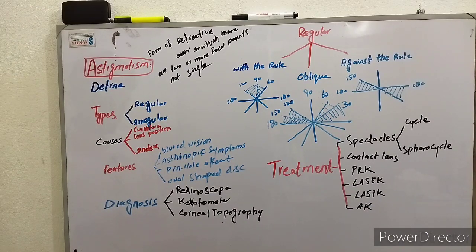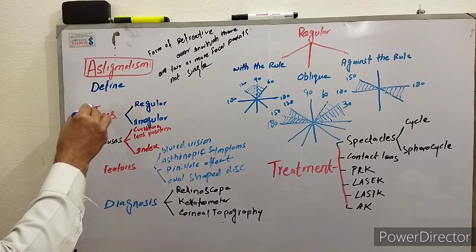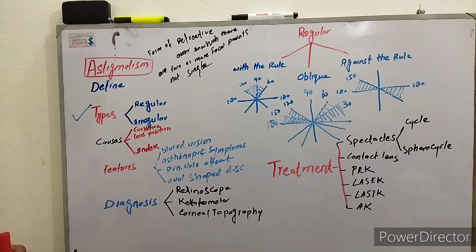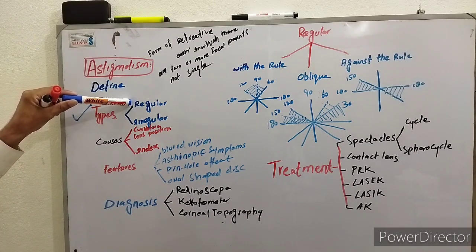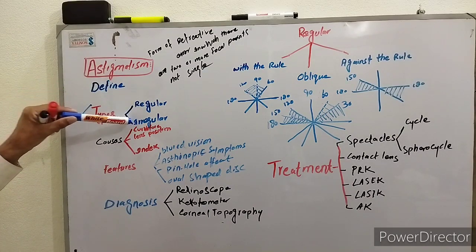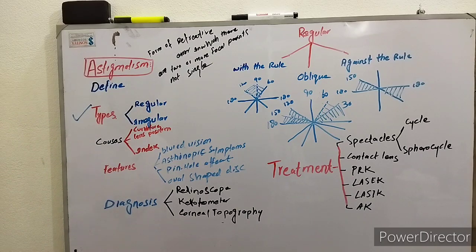Now we are going to explain the types of astigmatism. Two basic types are regular astigmatism and irregular astigmatism. Now we are going to explain the types of regular astigmatism, because regular astigmatism has three further types.